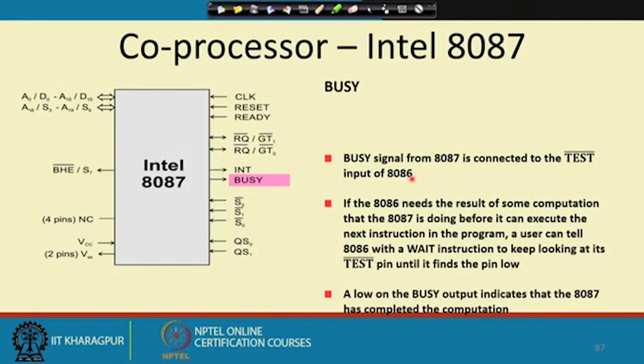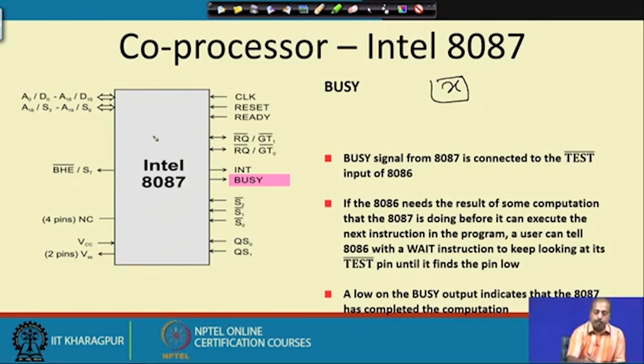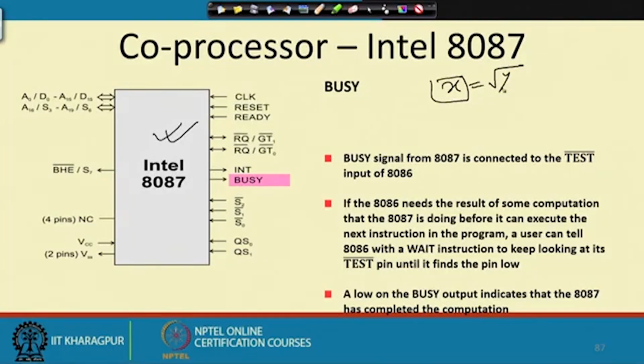This wait instruction we have seen previously. It checks for the test bar pin. Suppose we have a complex computation and the user finds that it needs the value of x to be computed first, but this value of x can only be computed by the 8087. It may be, say, the square root of some value y. So it requires the 8087. So what will the user do in the program?